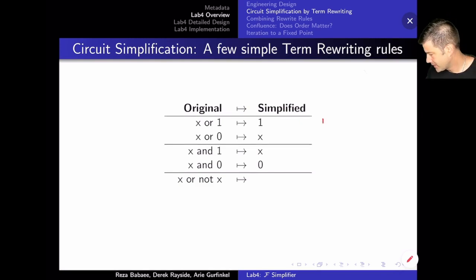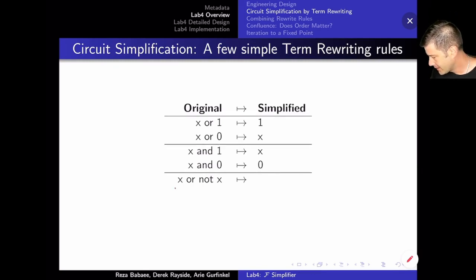So these two simplification rules are really very similar. They say that 1 is an identity for an AND, and 0 is an absorbing element for an AND. So it absorbs everything into itself. And for OR, it's the other way around. 1 is the absorbing element, and 0 is identity.